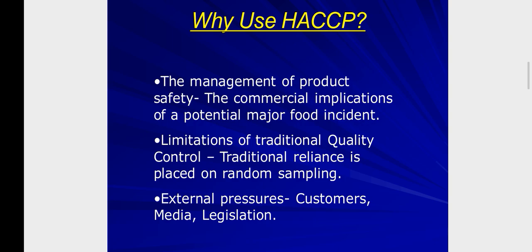So the question is why we use HACCP. HACCP is a safety management tool to ensure food safety. This is a limitation of traditional quality control. Traditional reliance is placed on random sampling that can ensure the food safety and quality. External pressure regarding consumers, customers, media, and legislation provides us the way to develop a HACCP plan.